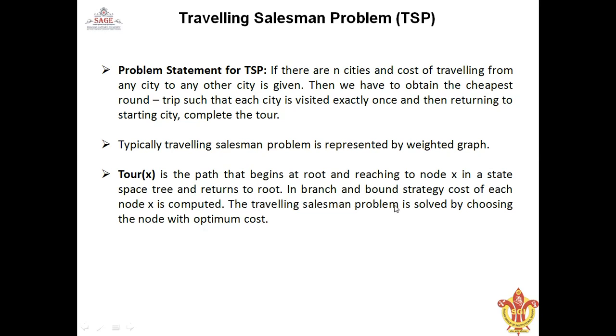In the branch and bound strategy, the cost of each node X is computed. The traveling salesman problem is solved by choosing the node with optimum cost. So in each node we'll have to calculate the cost, and from that cost we'll have to choose the optimum one. Okay.